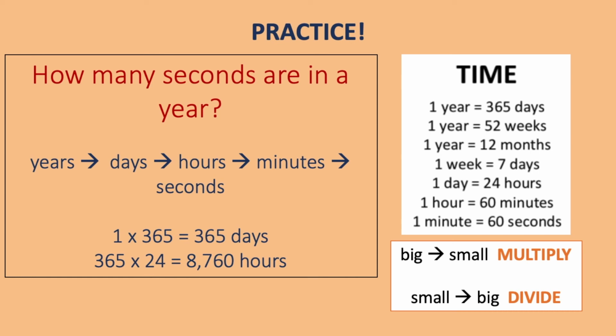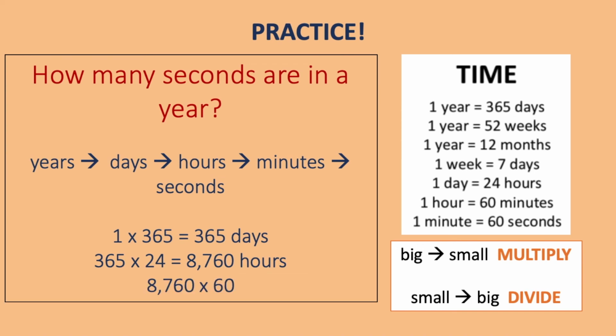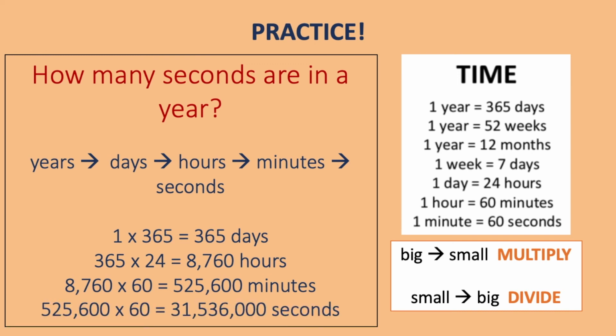And then we're going to go from hours to minutes, and we know that there are 60 minutes in 1 hour, and we're going from a big measurement to a small measurement, so we are going to multiply that many hours by 60, which will give us 525,600 minutes. And then lastly, we have to multiply that by 60 to find how many seconds there are, which gives us 31,536,000 seconds in 1 year. That's a lot of time.